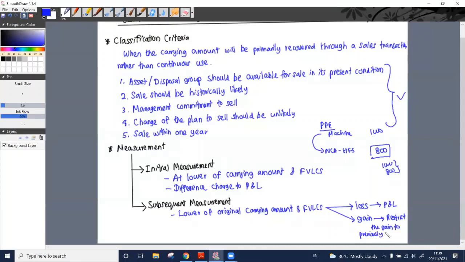What you can see here, previously identified loss. Forget this one for now. Okay, I will take it with a separate example, otherwise you will get confused. So remember, when it comes to subsequent measurement, again we need to measure it at the lower of original carrying amount and fair value less cost to sell. If there is a loss, we can charge it to PNL, and if there is a gain, then that gain should be restricted to the previously identified loss.